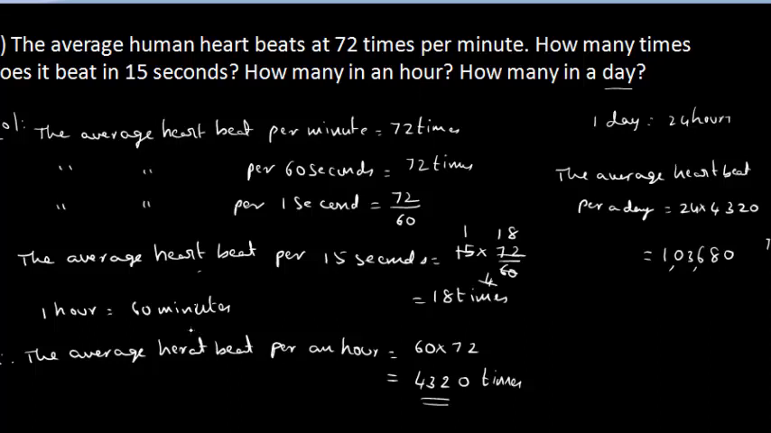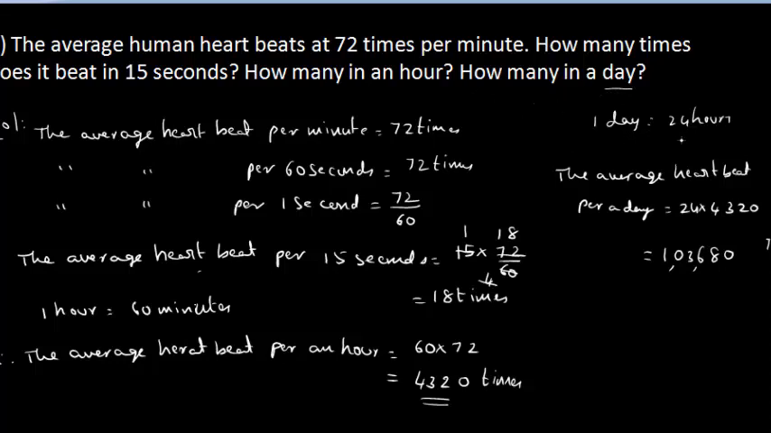1 hour has 60 minutes. So the average heartbeat per 1 hour equal to 60 into per minute 72 times. 0, 6 7s are 42, 4, 432. So for 1 hour, 4320 times. Third part, how many in a day?